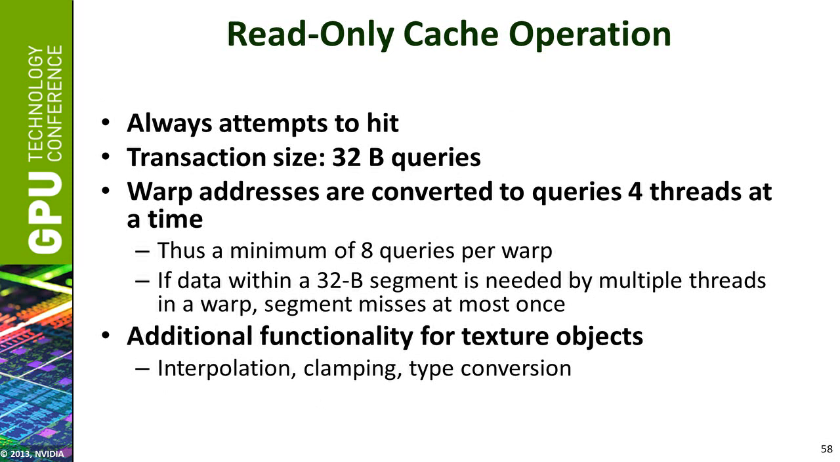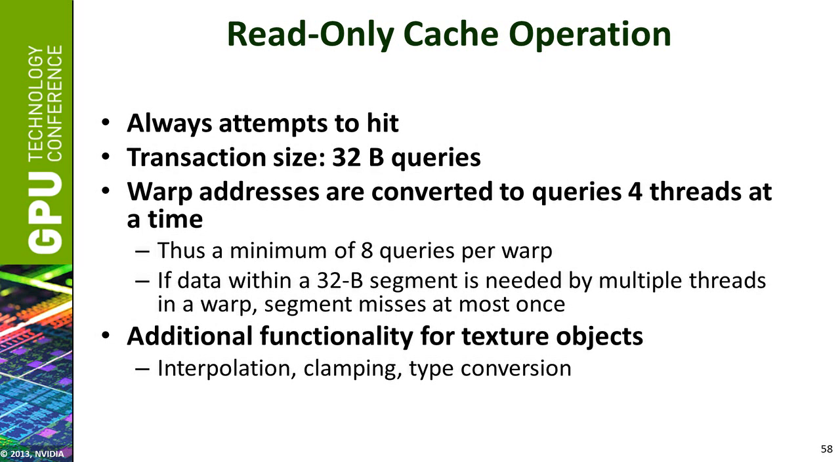More on this operation, so it's pretty interesting. I think this is the first time we describe this operation publicly. As I mentioned earlier, it always attempts to hit in the read-only cache if you access via this path. The transaction size is always 32-byte queries, as the texture terminology uses. Now, warp addresses: we still have a single warp, so 32 addresses are provided, but these are converted to transactions slightly differently from the L1 path. The L1 path looks at all 32 addresses and tries to convert them to the minimal number of transactions.